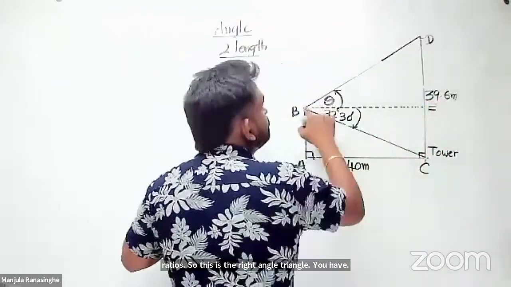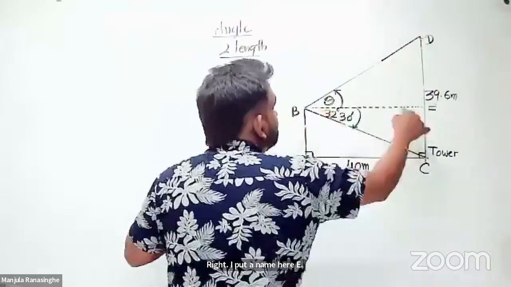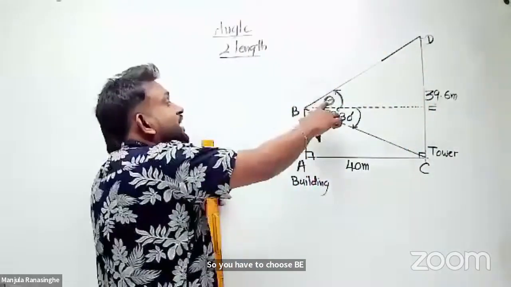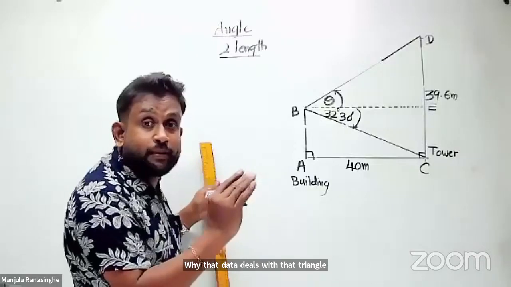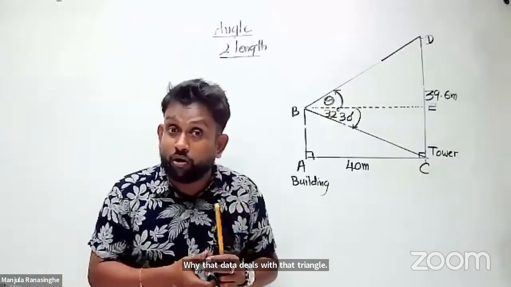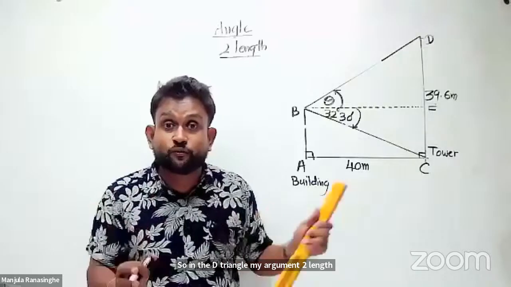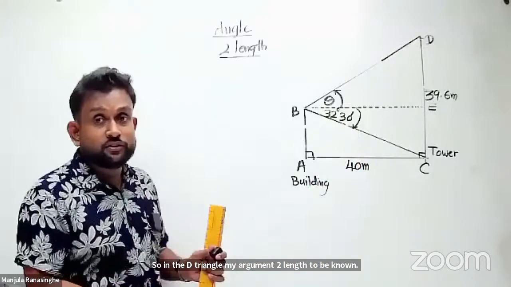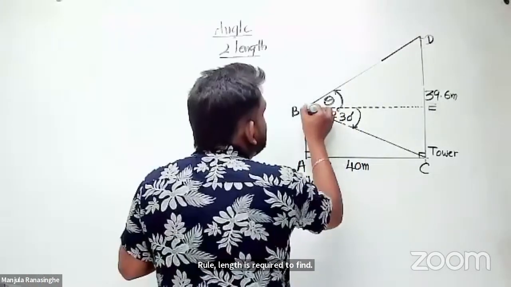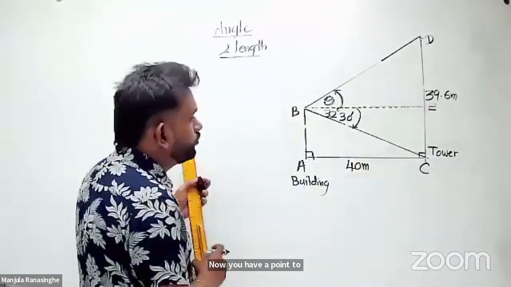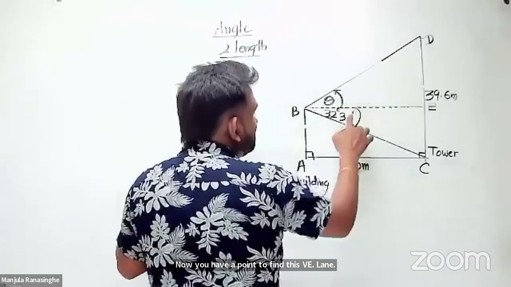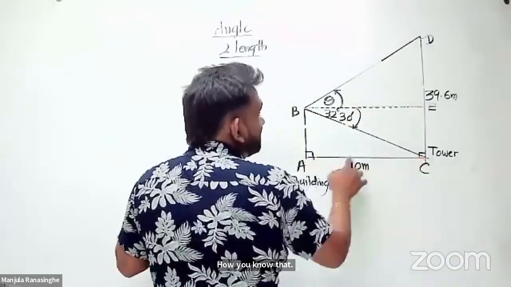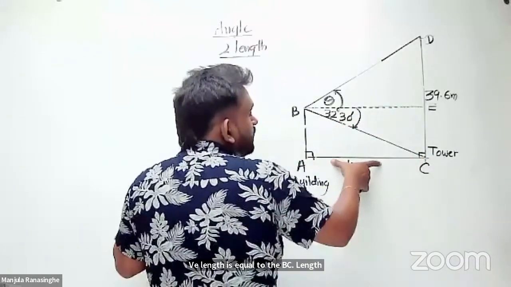So you have to choose the BED triangle. Why? That theta deals with that triangle. So in the BED triangle, two lengths need to be known to find theta. Now you have a point to find this BE length. How? You know that BE length is equal to the BC length. These two lengths are equal.